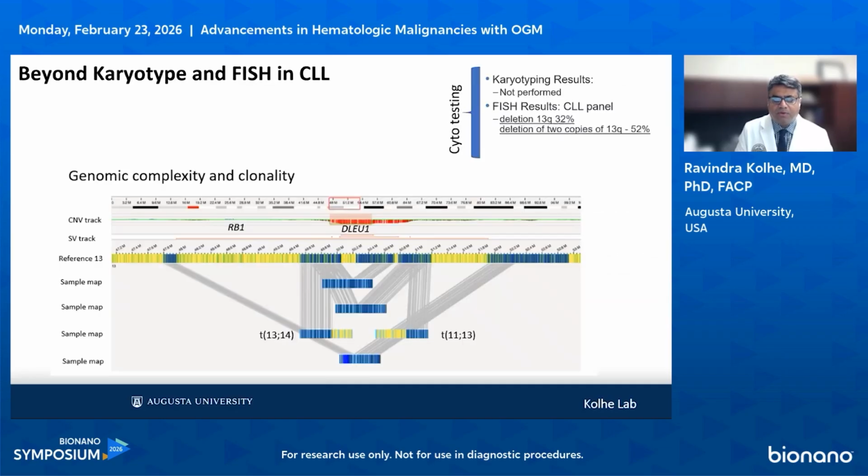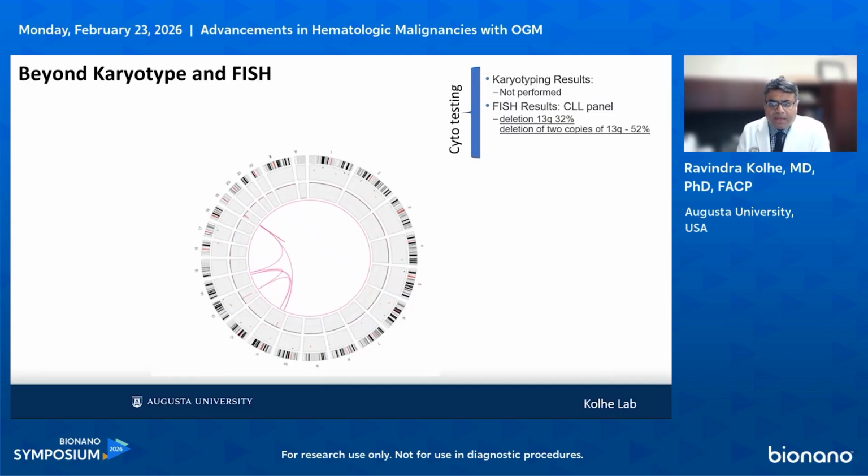But if you look beyond these things, this is another case which actually explains why a modality like optical genome mapping is pretty much a game changer in our research for heme malignancies. This is another case of CLL where the karyotype was not done, but the FISH showed a deletion of 13q and deletion of 2 copies of 13q. But when we did the optical genome mapping on this case, it showed several additional clones, with 1 deleting RB1 in addition to the DLEU1 gene.